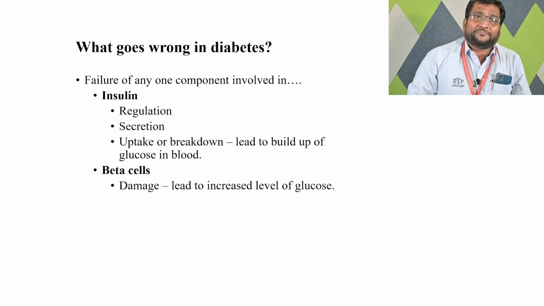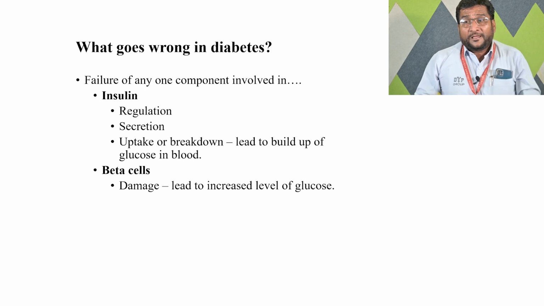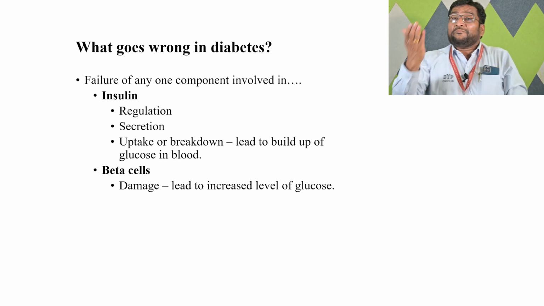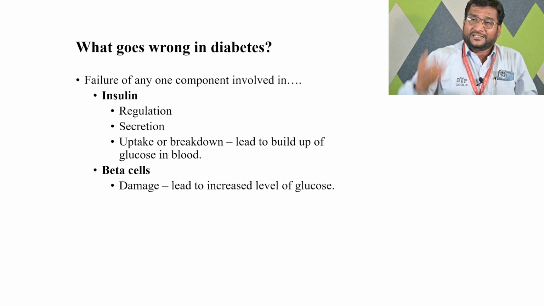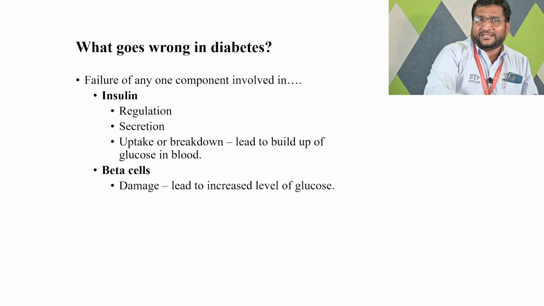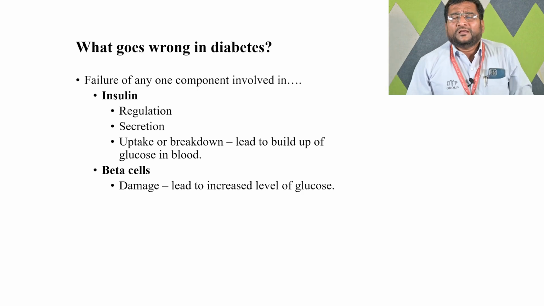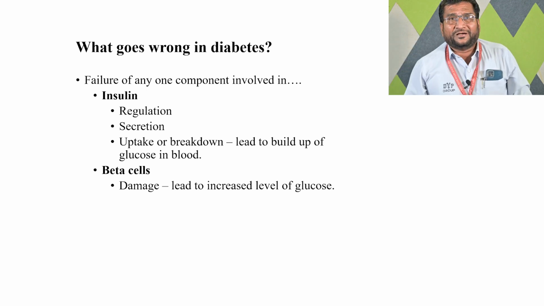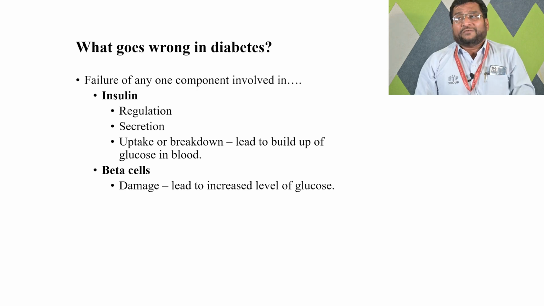So secretion is another part, and uptake or breakdown lead to a buildup of glucose in the blood. If a sufficient amount of insulin is not available, glucose level increases because of accumulation of a large amount of glucose, and in this way the blood sugar level increases. Another reason is that if beta cells are damaged, there are various reasons for damage of beta cells. Maybe some medicines are also responsible for destruction of beta cells. So in case of damage of beta cells, that leads to increased levels of glucose.